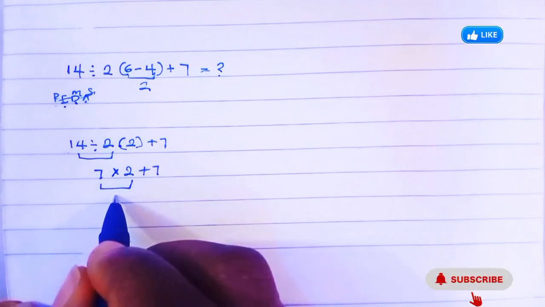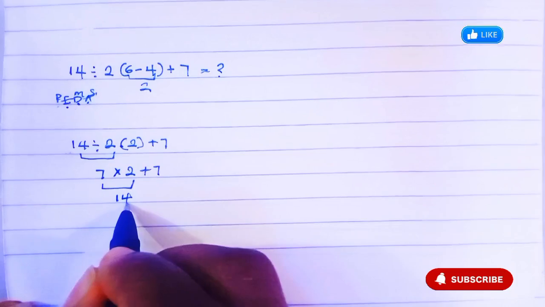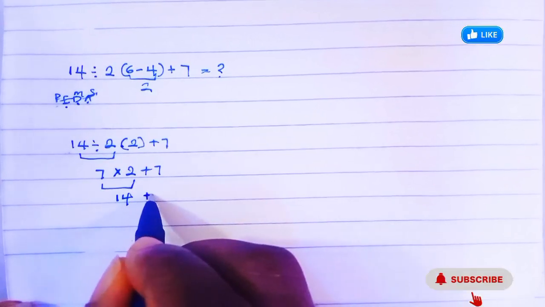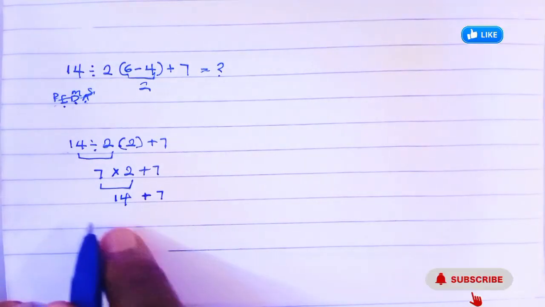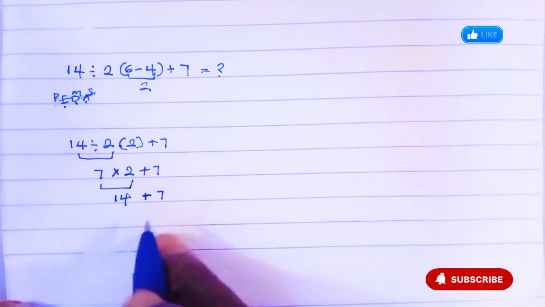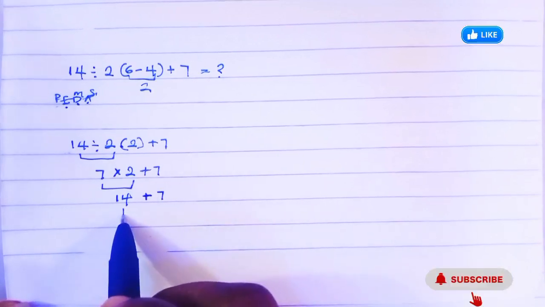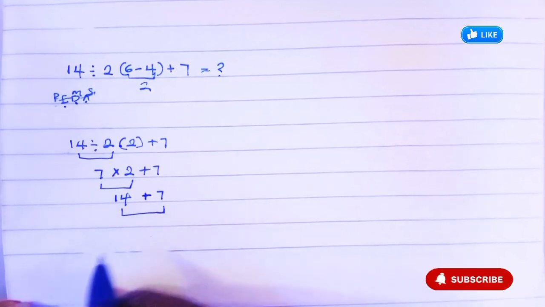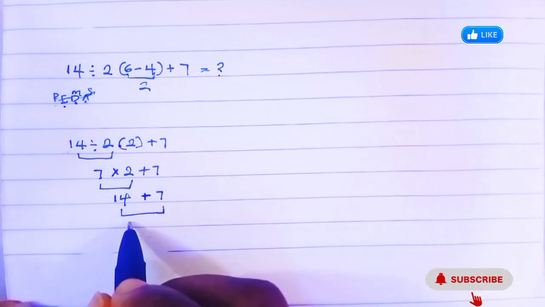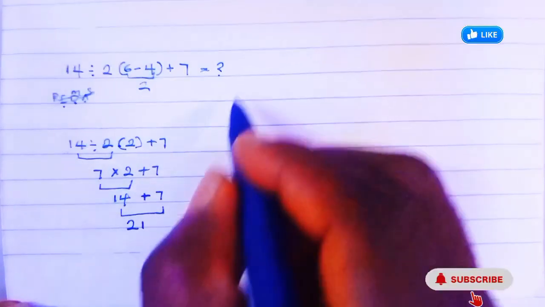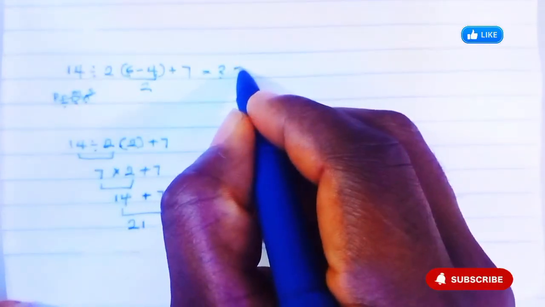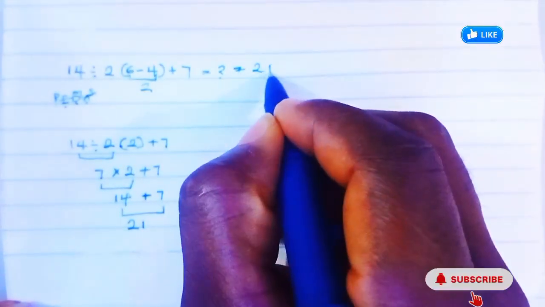By multiplying it, we have 14 plus 7, right? So the final answer to this is when we add 14 to 7, which should give us 21, right? So the answer to this is 21.